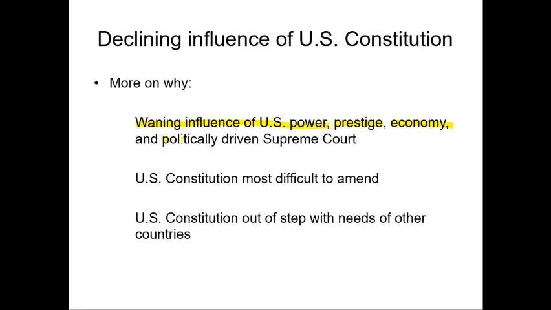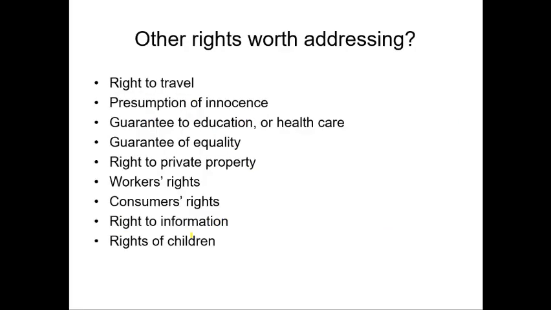And we do know that our Supreme Court has been very politically driven. We now have a system where even our courts are ideologically divided, and that is off-putting as well to new countries who are trying to create their own systems. The U.S. Constitution is also extremely difficult to amend. Arguably, you could say the most difficult to amend. That is not attractive to some countries. The U.S. Constitution may be out of step with the needs of other countries, particularly developing countries. So those are some of the reasons why our U.S. Constitution is declining a little bit.